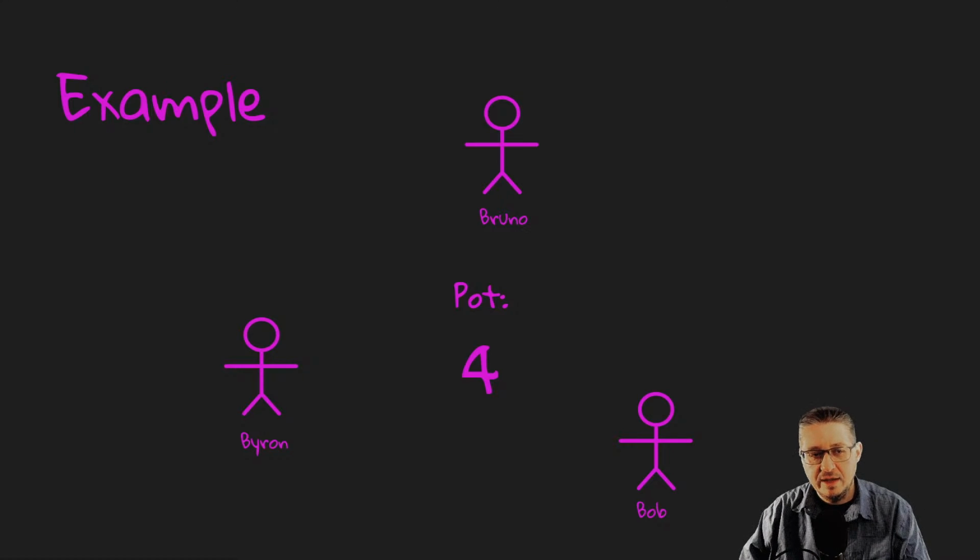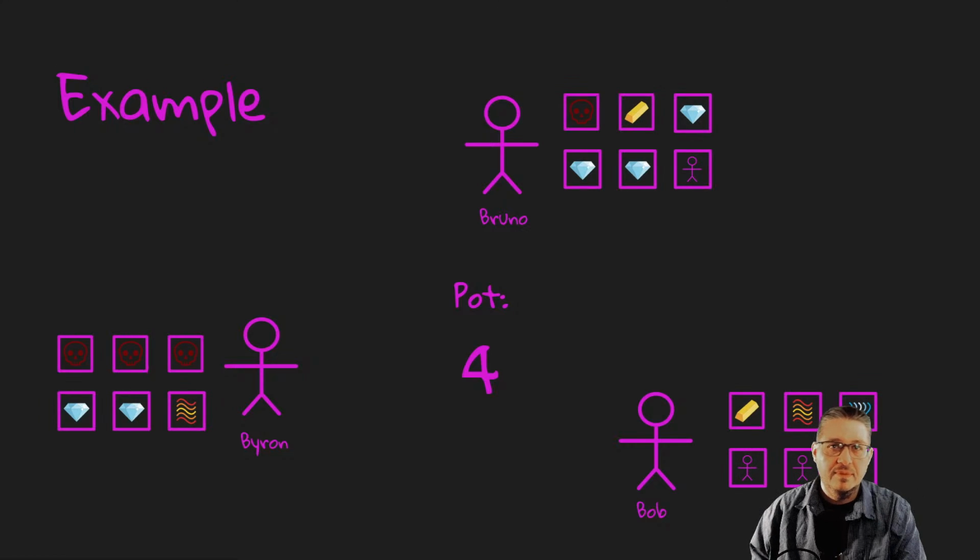So now that we've got our pot established, everybody goes ahead and rolls their 6 dice. Byron gets 3 skulls, 2 gems, and a fire. Bruno gets a skull, ingot, 3 gems, and a person. Bob gets a gem, not a gem, an ingot, fire, water, and 3 people.